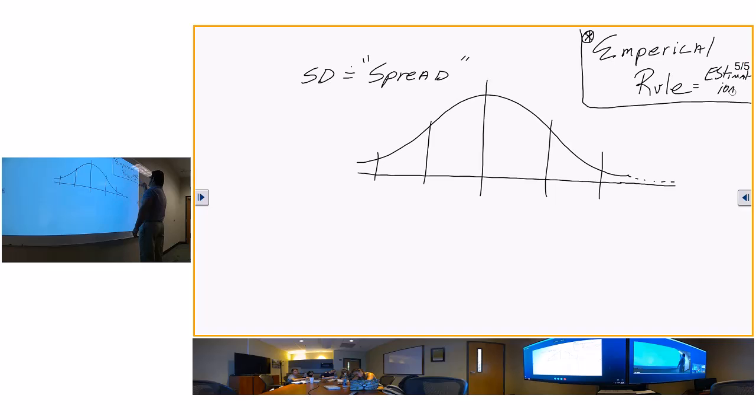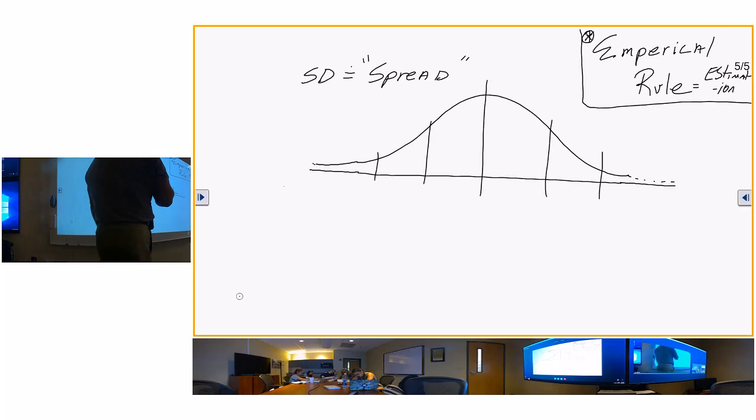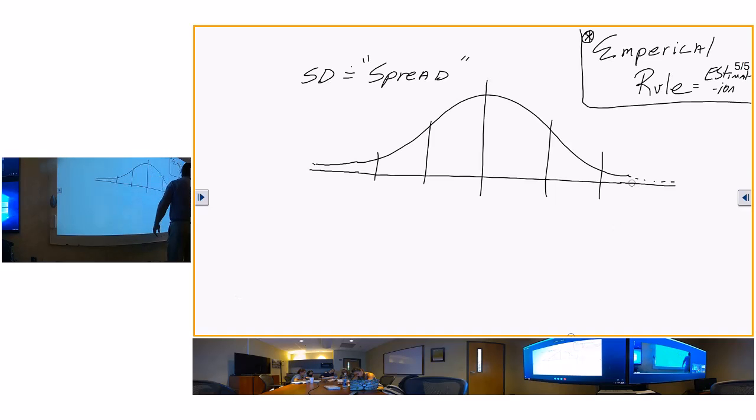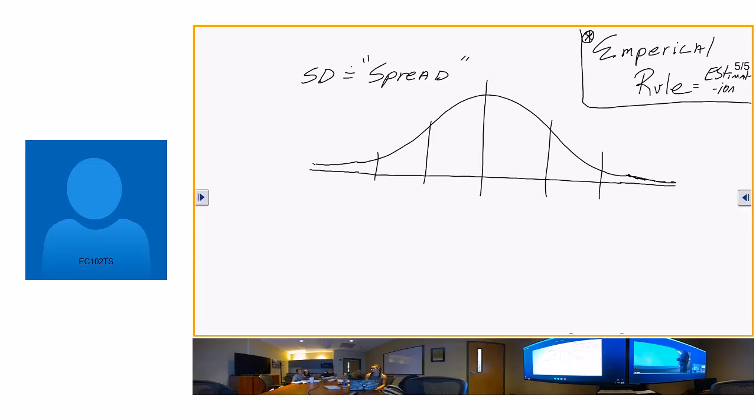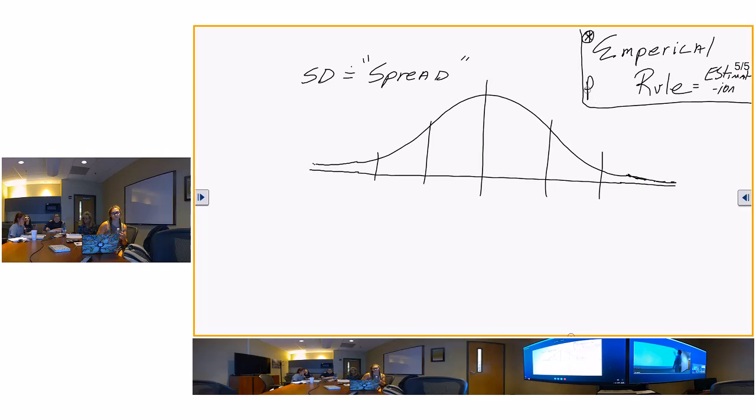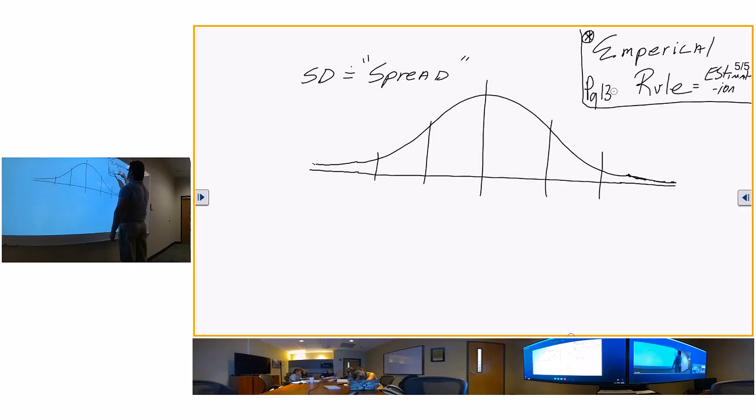It's estimation of the normal curve. Somebody find that page and read it. If it doesn't say empirical rule, it'll have a normal curve, and then it'll have percentages on it, and it'll be colored. It's on page 132. Everybody confirm that. Page 132, I think.